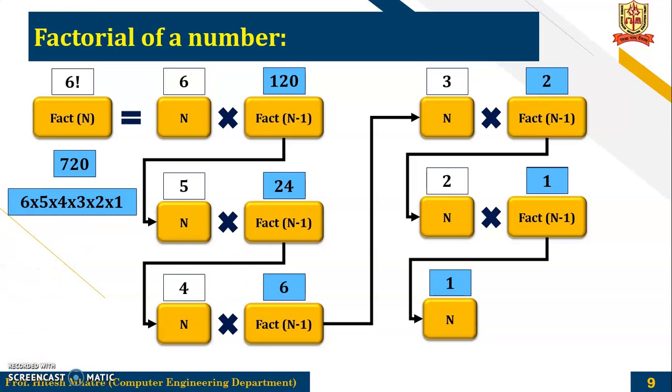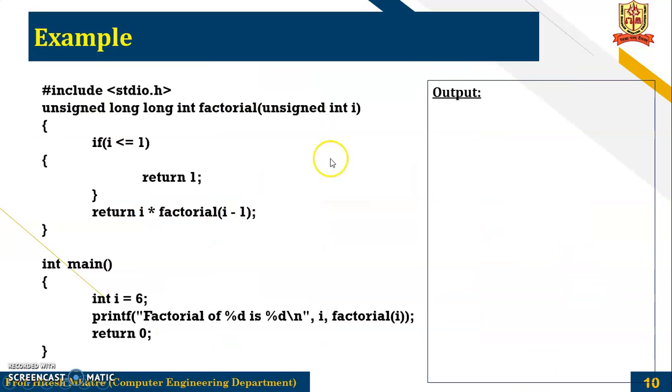Now we will see the program for that. Now this is an example. Unsigned long int factorial, I. If I is less than 1, then return 1. Now this is my exit condition. So starting from n, when it goes up to 1, when it is 1, I will stop. Else, I will return I into factorial of I minus 1.